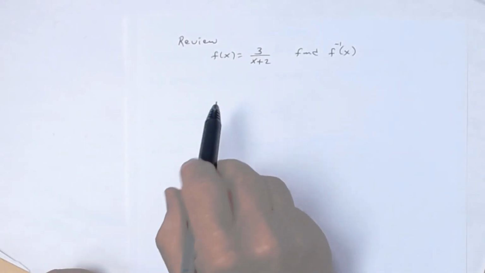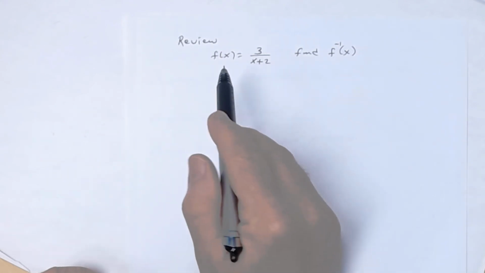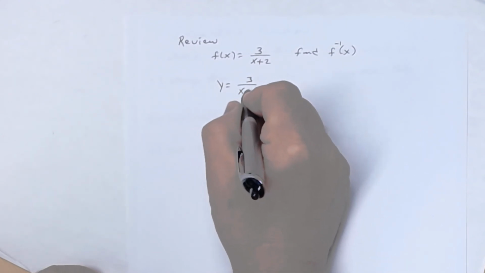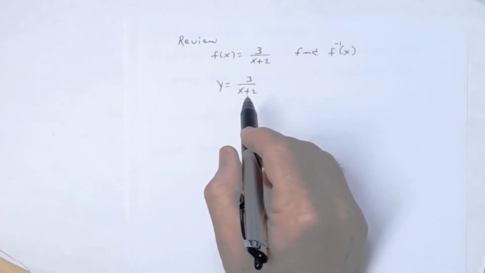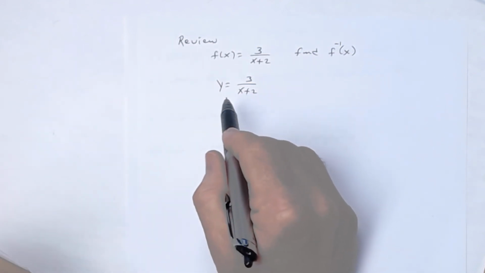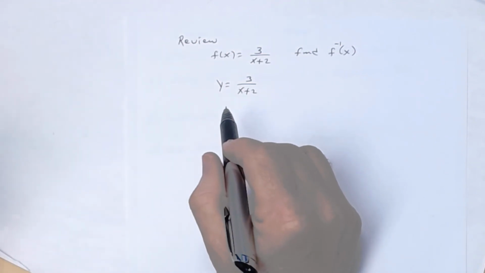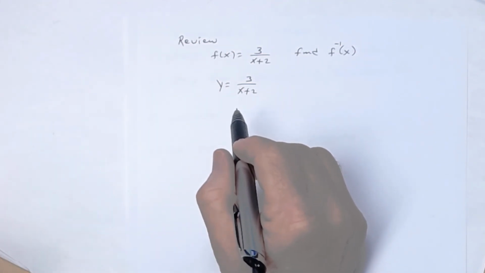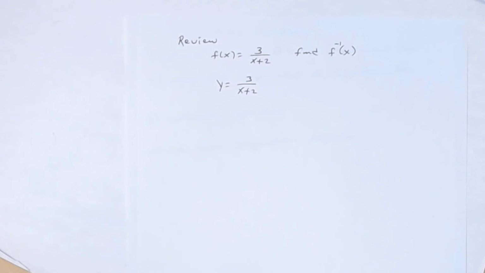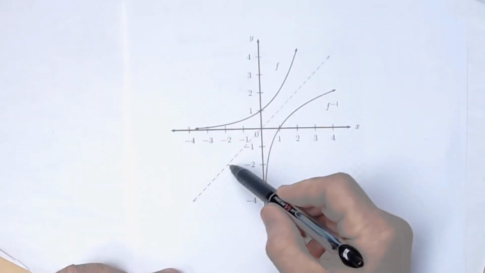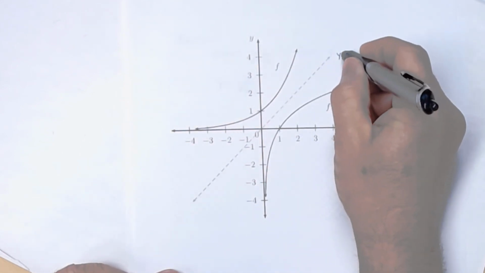Remember the first thing you had to do was replace f of x with y. So we have y equals 3 divided by x plus 2. And then the next thing you had to do was interchange the variables. The reason for that, if you recall, is because inverse functions are symmetrical about the line y equals x. Let me remind you with an example. So here's the line y equals x right here.